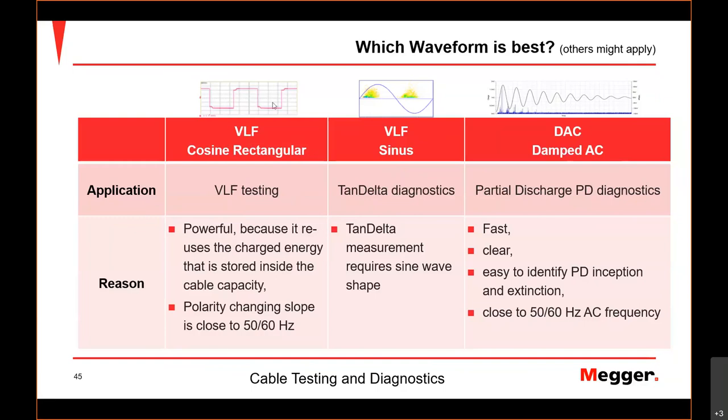Ideally, you have the voltage shape cosine rectangular, VLF, very low frequency, which is 0.1 hertz. In our testing field, VLF stands for 0.1 hertz. So one testing cycle, negative and one positive, is 10 seconds. The test period is 30 minutes to 1 hour. We will later see we can reduce that time if we monitor the whole thing with a diagnostic measurement. Other than that, you should use this full 1 hour.